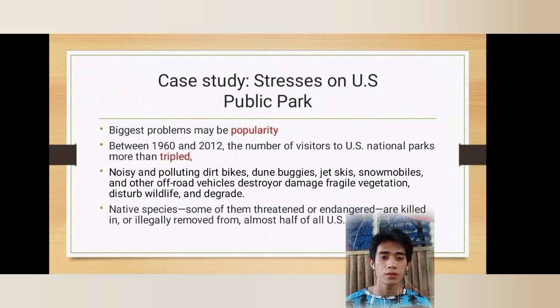Noisy and polluting dirt bikes, dune buggies, jet skis, snowmobiles, and other off-road vehicles damage fragile vegetation, disturb wildlife, and degrade native species. Some of them, threatened or endangered, are killed in or illegally removed from almost half of all U.S. parks.